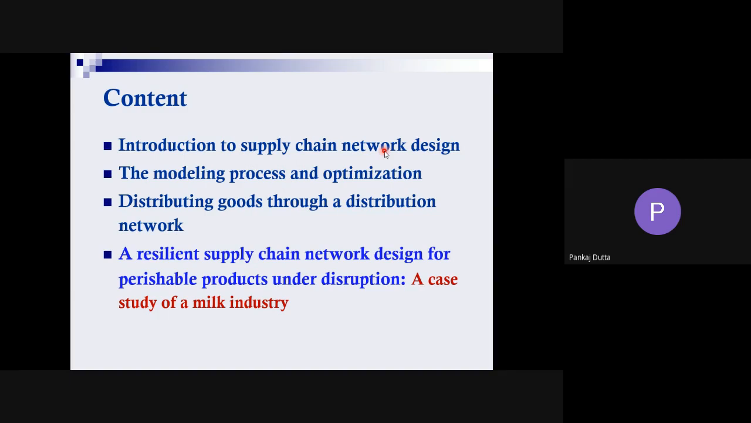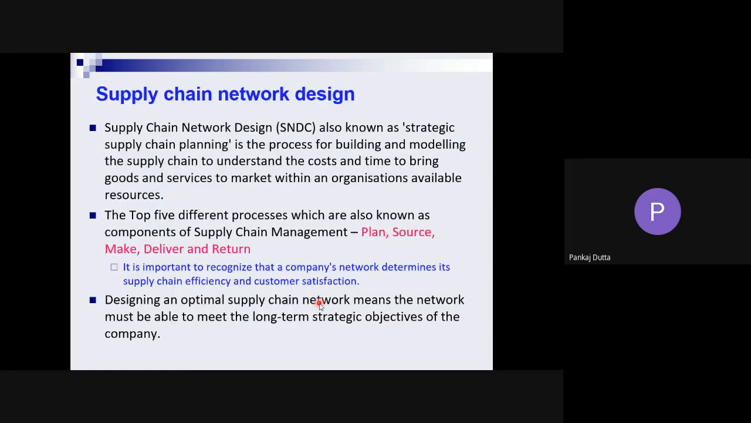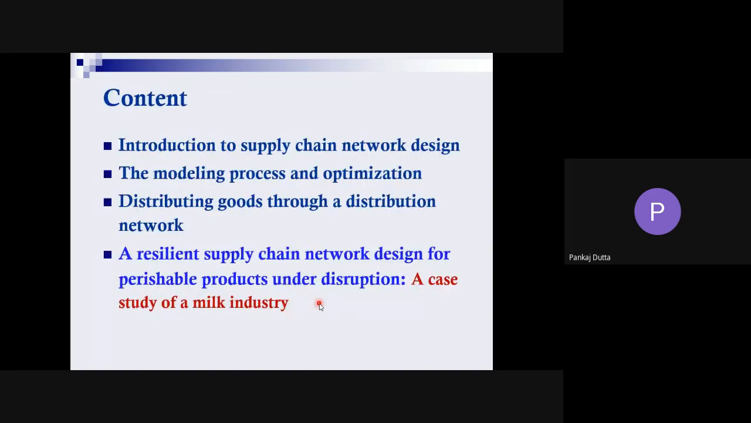You might say, sir, will you study a big supply chain case today? No, we'll study a very basic supply chain case. But before that, we need to understand how the optimization works, how the network and modeling process actually work. Then we'll see a couple of examples of good distribution and then supply chain network design under disruption in the milk industry. Now, if you come to the second point, the modeling process and optimization, which will help you address point number 1. Let's focus on that part.